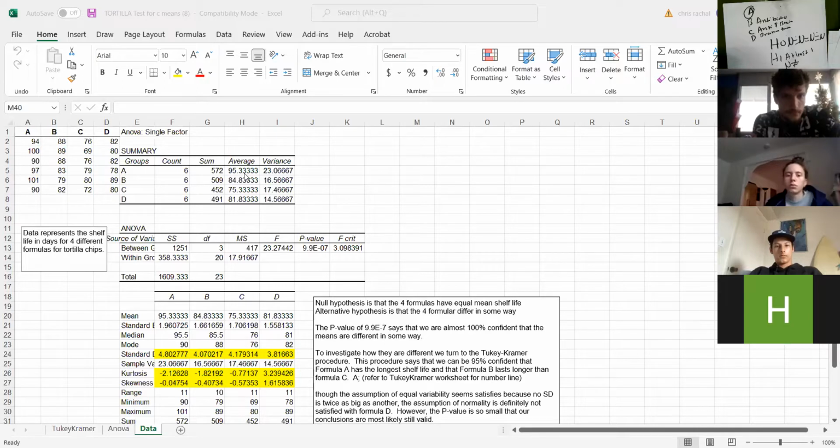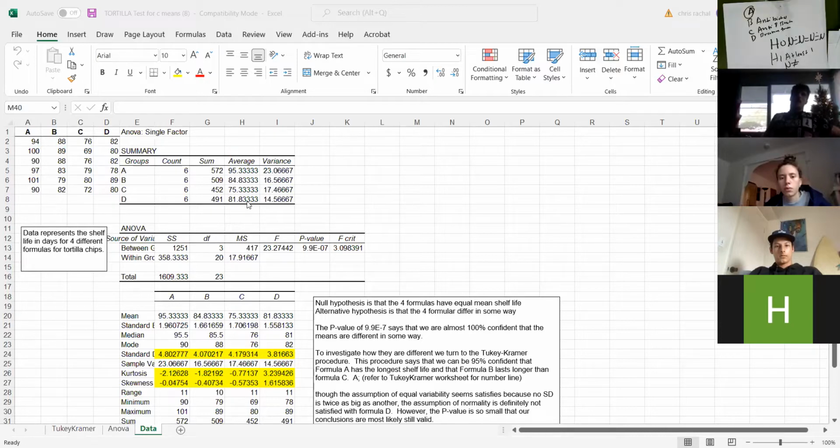So group A on average stayed 95 days. Group B stayed 84 days. Group C stayed 75 days. And group D stayed 81 days. And that's what our data is showing us. It's giving us the averages.